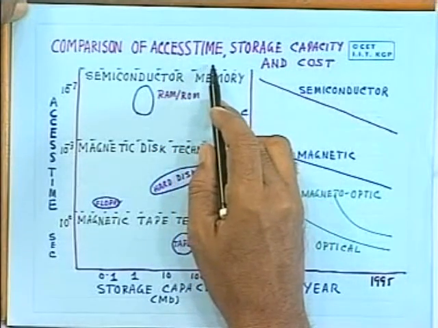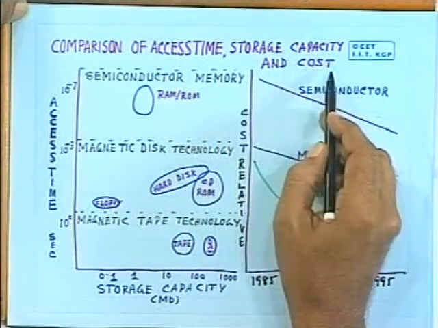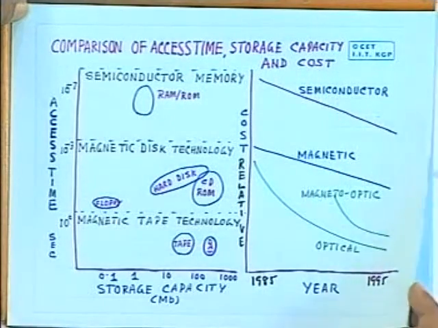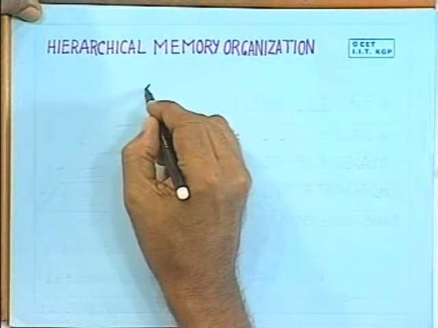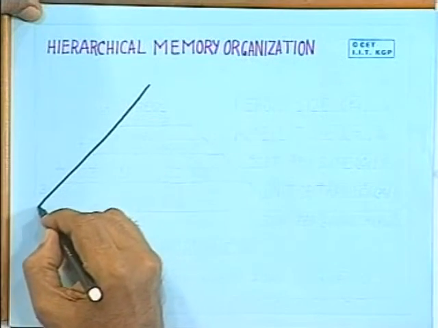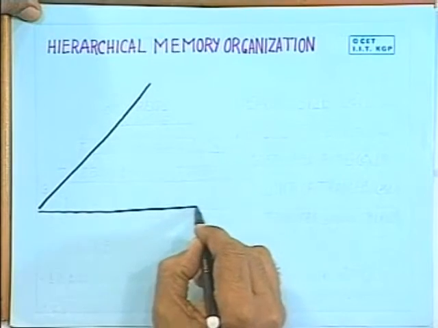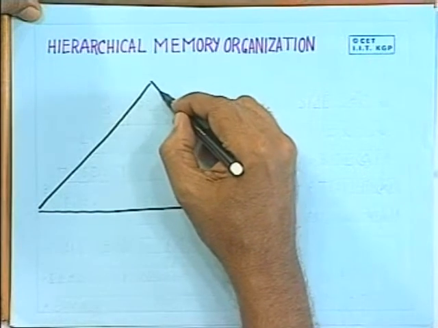these properties of access time, storage capacity and cost, the memory devices can be organized in a hierarchical manner. Let us see how we can organize the different types of memories in a hierarchical manner to get best cost performance. We can draw a diagram where the different memory technologies can be shown hierarchically.